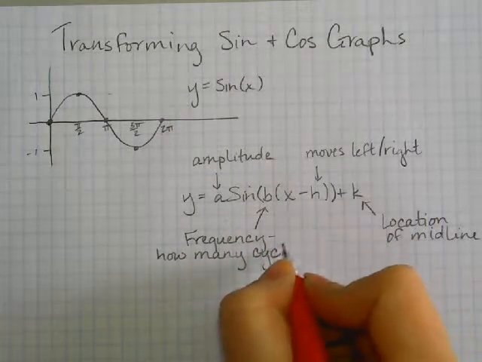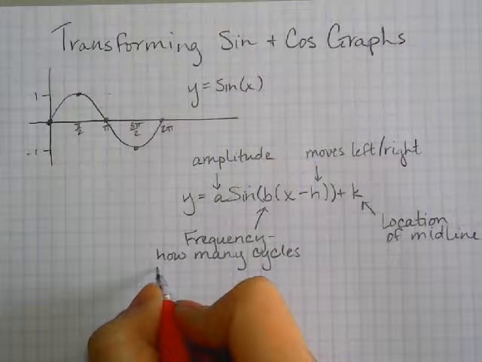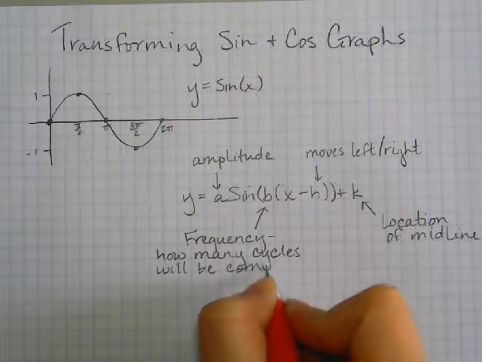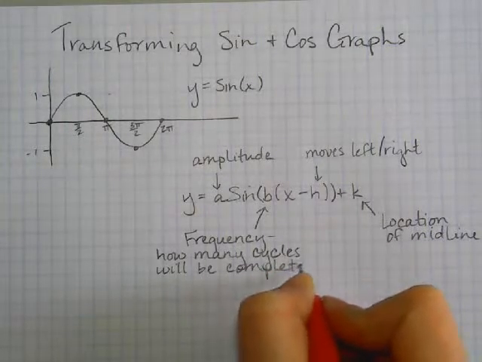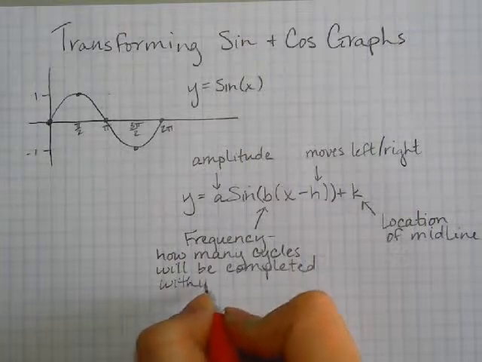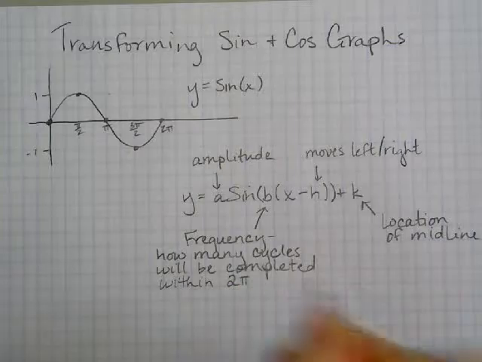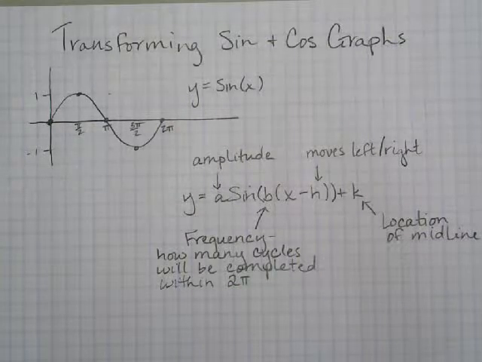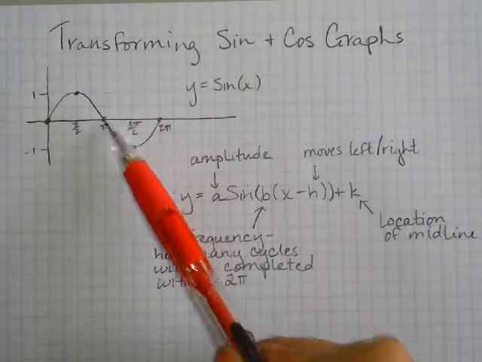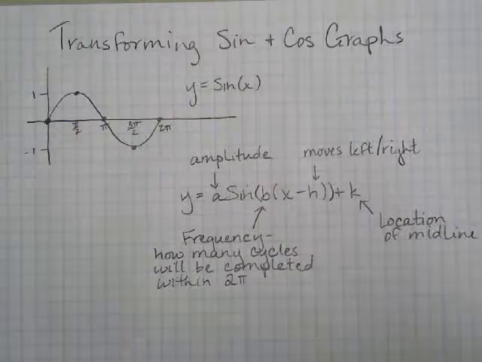Our standard sine graph, as well as our standard cosine graph, completes one full cycle, that midline, up, midline, down, midline. It finishes one cycle within 2 pi, so it has a frequency of 1. If, however, we change that to, for example, y equals sine of 2x, that means that we are going to complete 2 cycles within 2 pi.